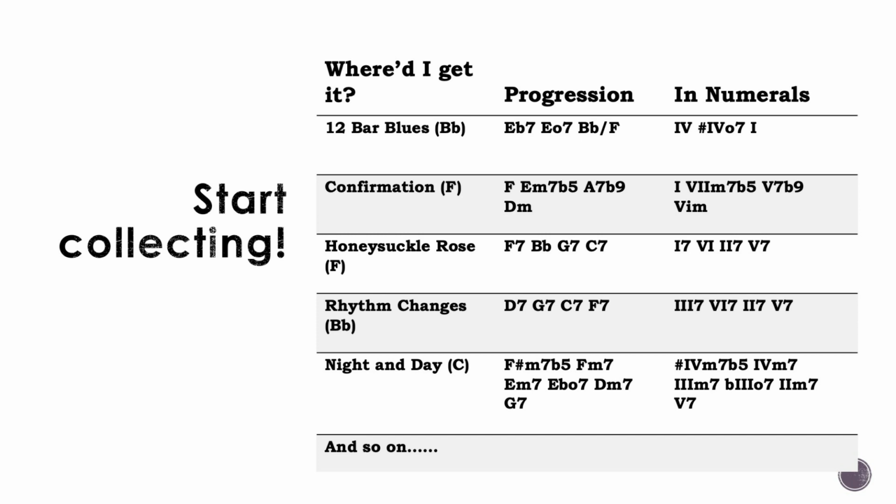Start collecting, that's the first one. So I've just done a whole load of different changes here, where I've said which tune I've got each from. Then I've talked about the progression in terms of its original context, the original key, and then I've turned it into Roman numerals. Roman numerals is basically the most important analytical tool you've got as a musician, and this is used in various ways.